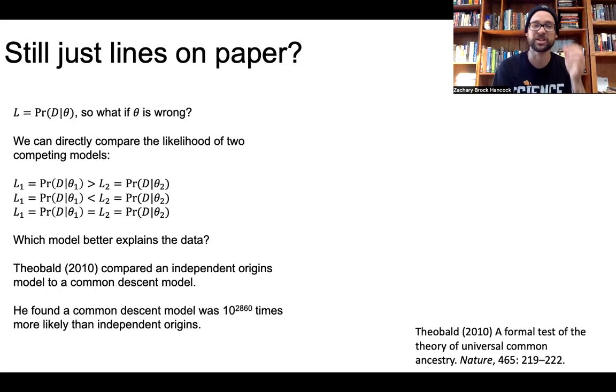What he found was that the common descent model, that all of life has a universal common ancestor, was 10 to the 2,860 times more likely than an independent origins model. What that means, right, is that the likelihood that the data emerged under a common descent model is that many times more likely than that it emerged under an independent origins model. So this gives us a direct statistical comparison of two competing models, using the exact same likelihood approach that we used to understand how phylogenies are built.